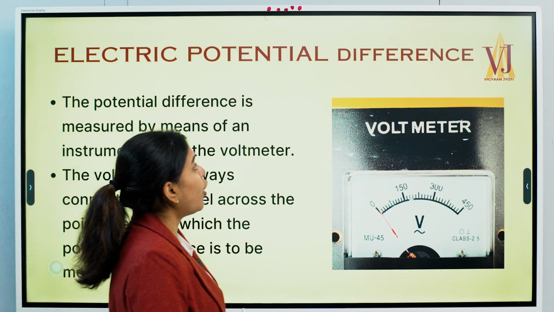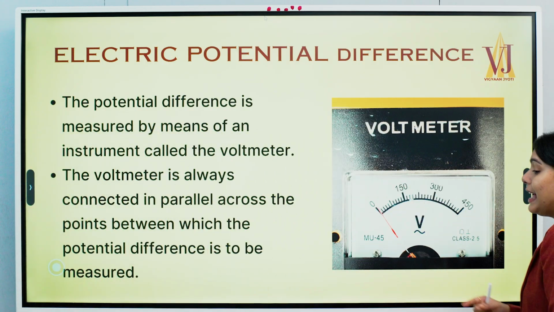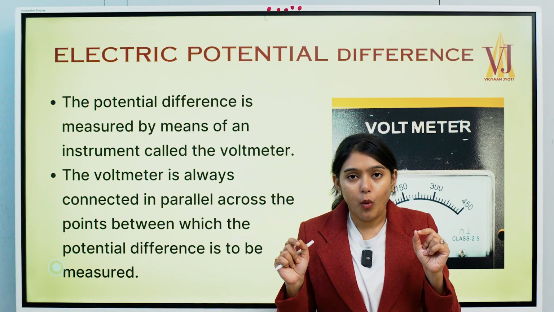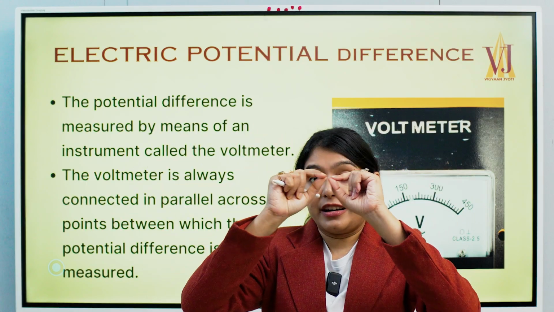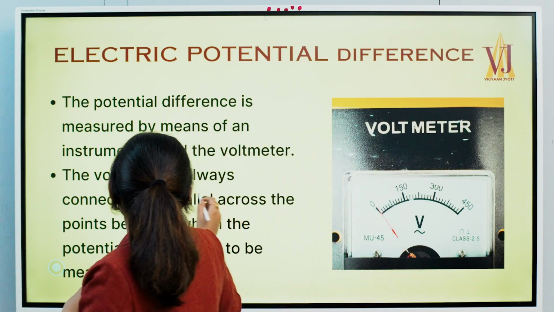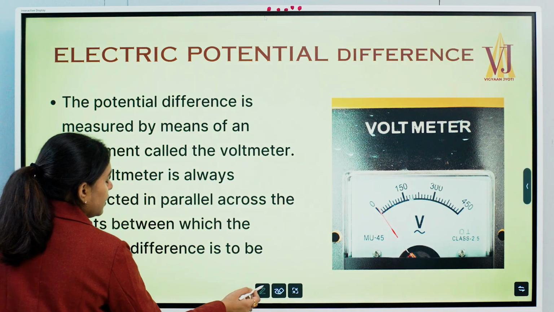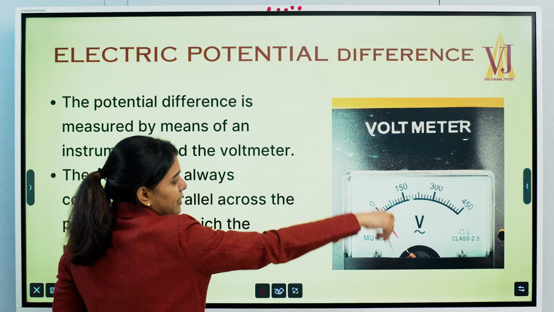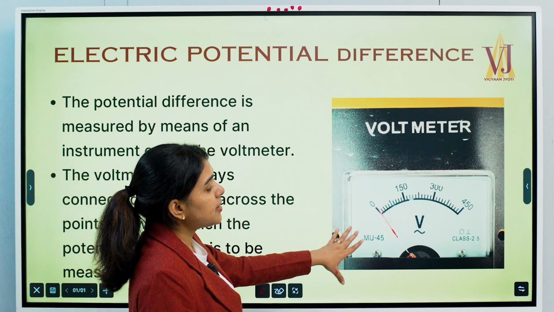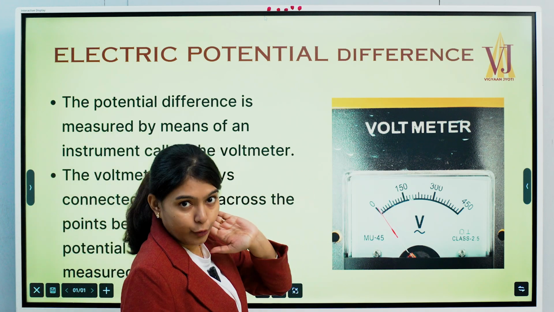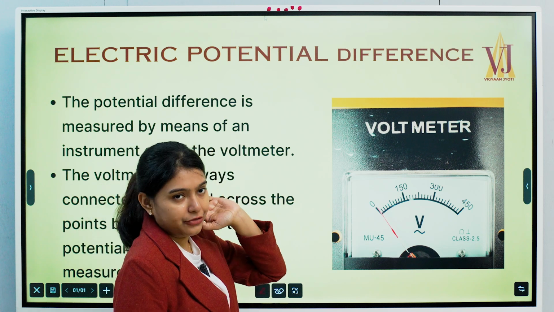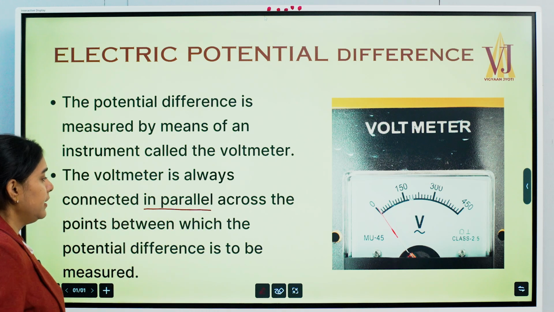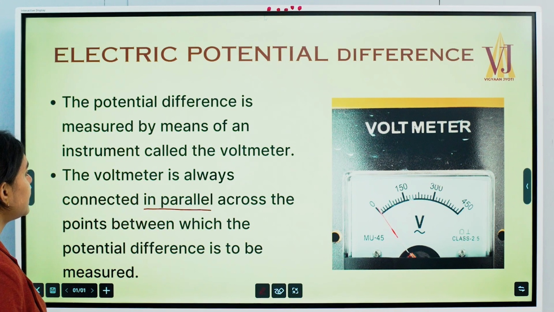Now to measure this electric potential difference, when we have an electrical circuit and we want to find out the potential difference from this point to this point, we will attach the voltmeter in parallel. So first of all, let me introduce this. This is the voltmeter. This is an apparatus which measures voltage, or you can say the potential difference. This is the voltmeter, and it is always connected in parallel.